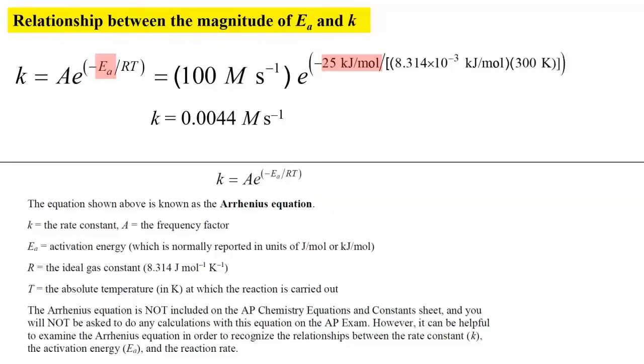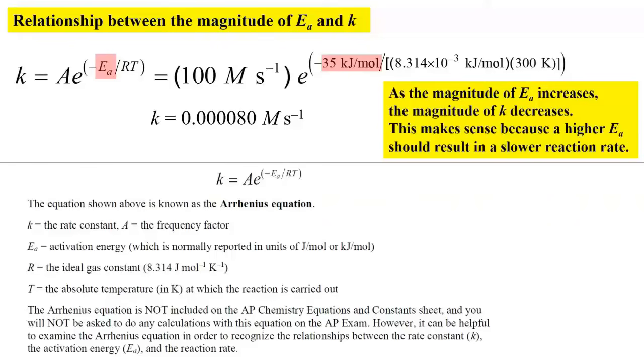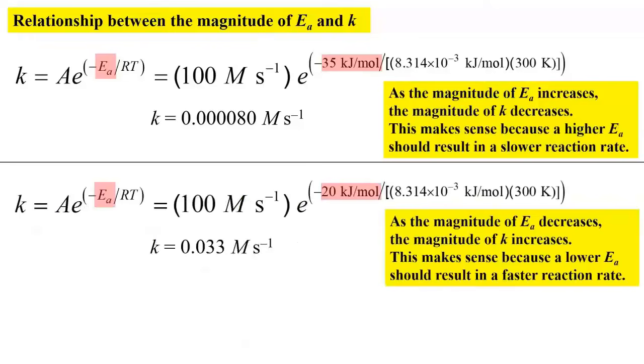Let me go ahead and start over again. So I did have 0.033 for my rate constant. Now it's getting smaller and smaller and smaller as the magnitude of the activation energy is getting larger and larger. So let's go ahead and summarize this relationship. As the magnitude of the activation energy increases, the magnitude of K, the rate constant, decreases.